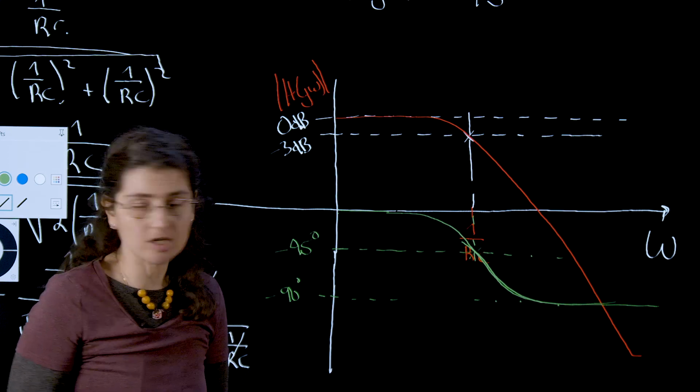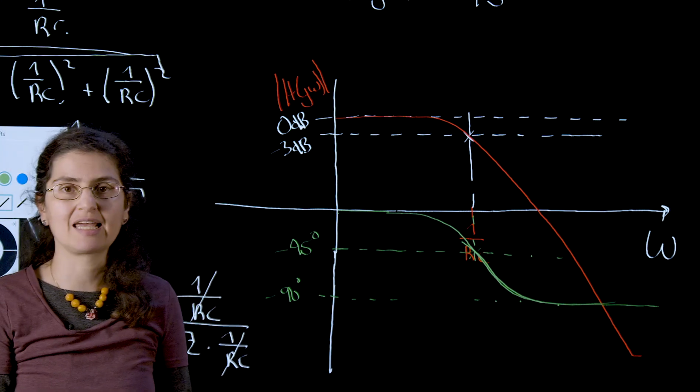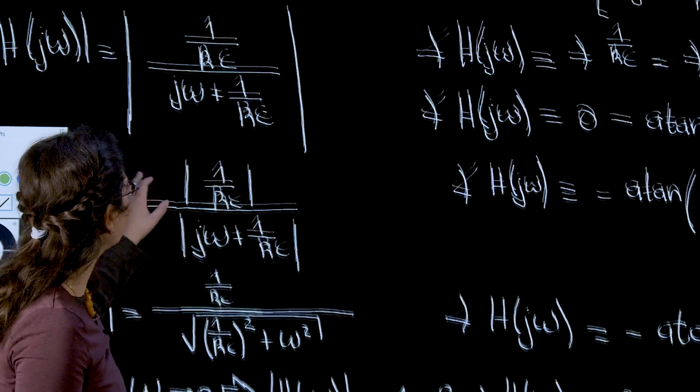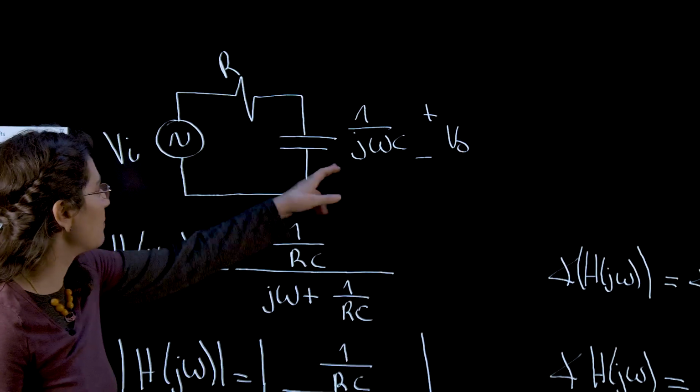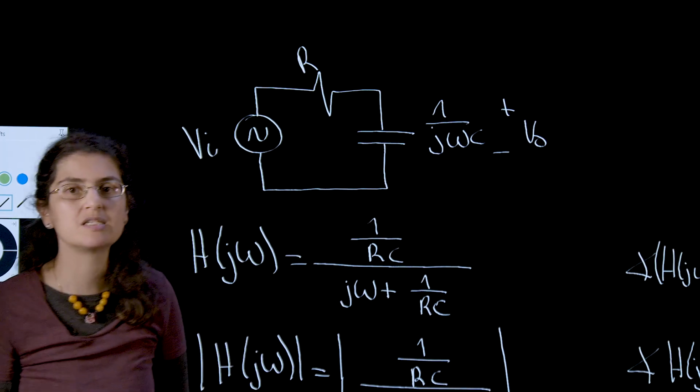In the following videos, we're going to be talking about a very similar circuit like this, but instead of having the output at the capacitor, we're going to measure the output at the resistor, and we're going to see what differences we see.